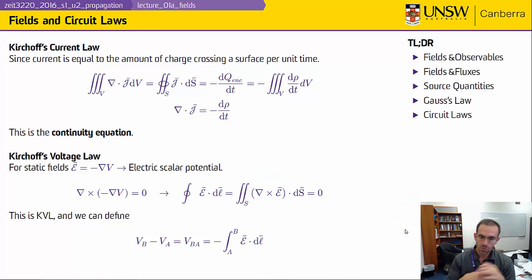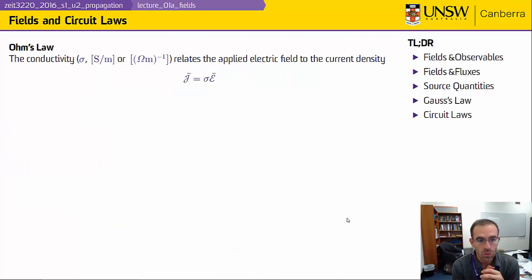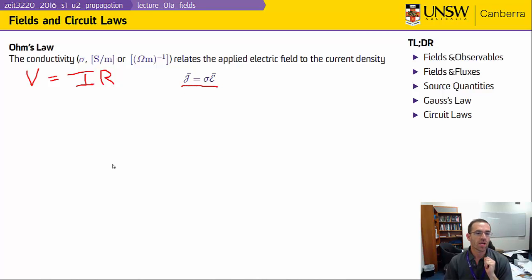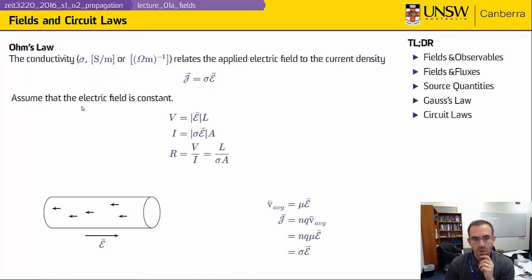And of course the last and potentially most important of the circuit laws is Ohm's law. Ohm's law you know as V equals IR, right? You've known it for years, and it tells me that V equals I times R. Well, I'm going to convince you today that that's the same thing as saying that J equals sigma E. So let's assume that the field is constant. So I have a voltage. That voltage is equal to the electric field times the length of the wire.